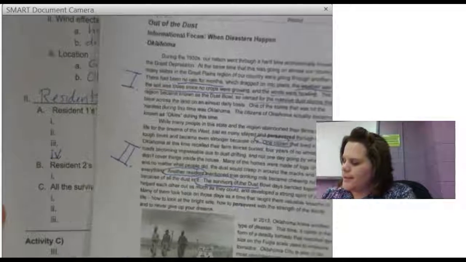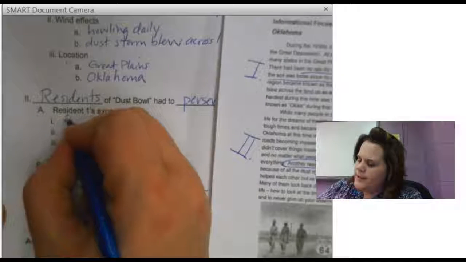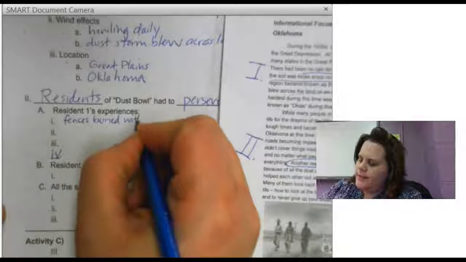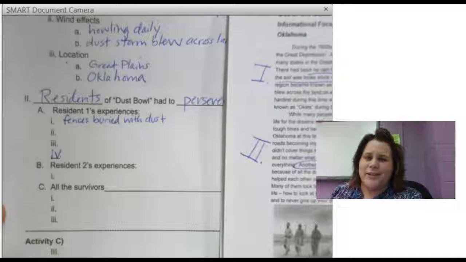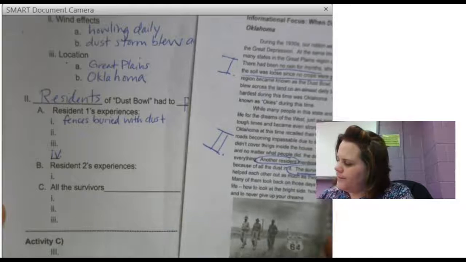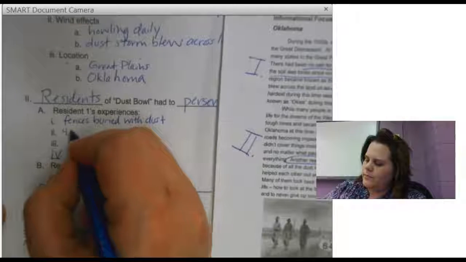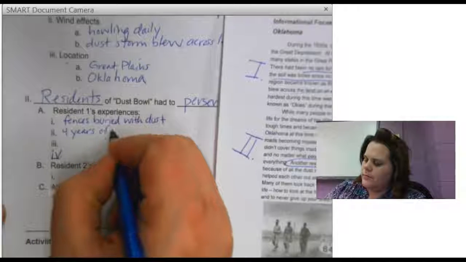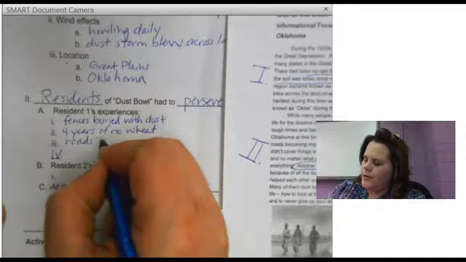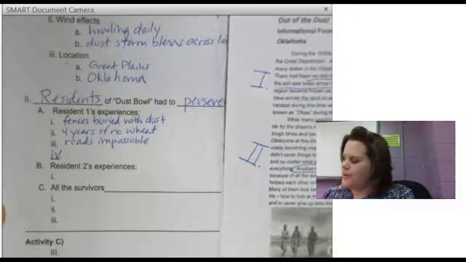So these residents had certain experiences. The first one, their fences were buried with dust. Think about how much dust that would be if you have a fence at your house. Like, that's a lot of dust. 4 years of no wheat growth. Roads were impassable. Like, you couldn't even drive down the road. There was so much dust.